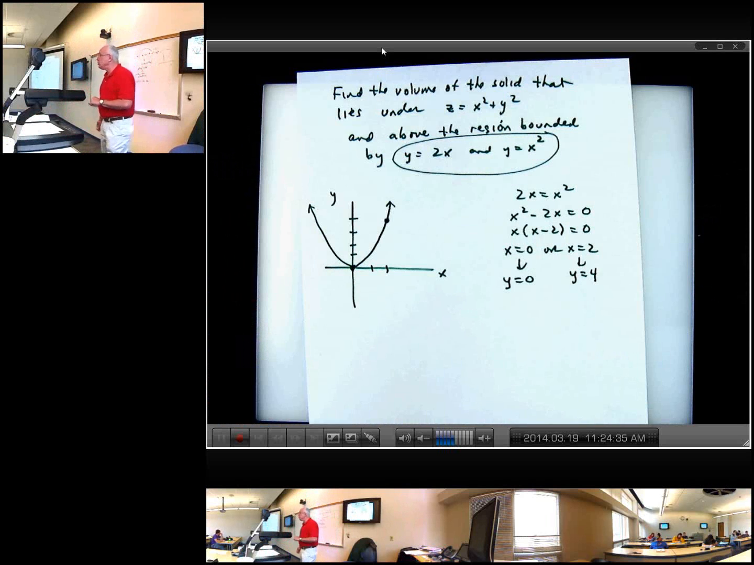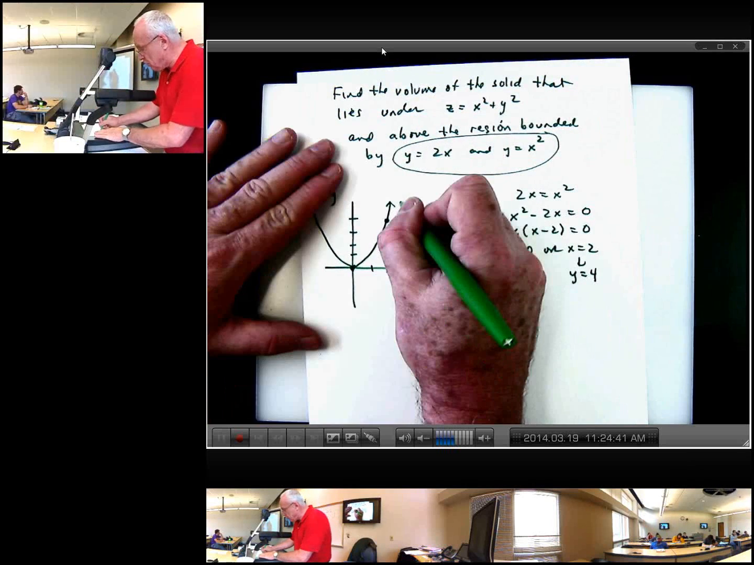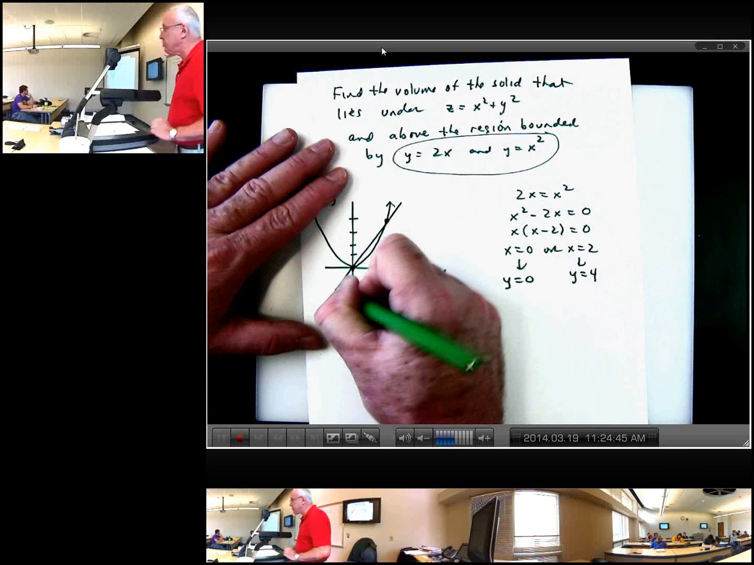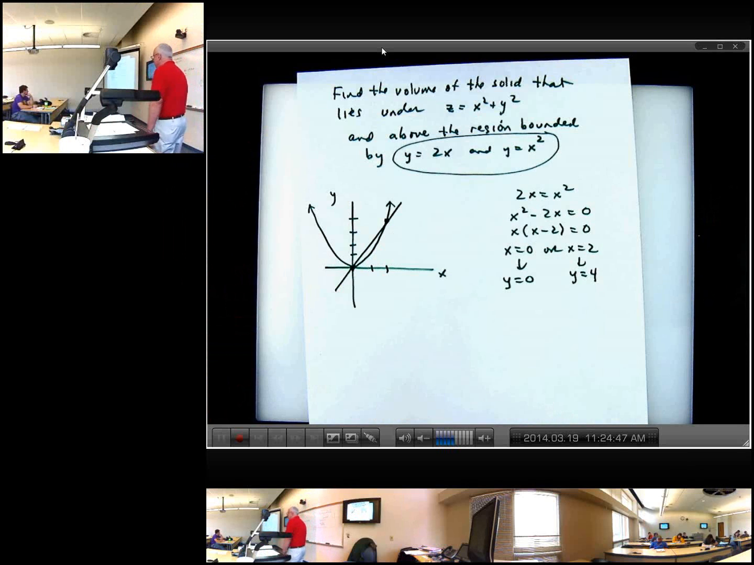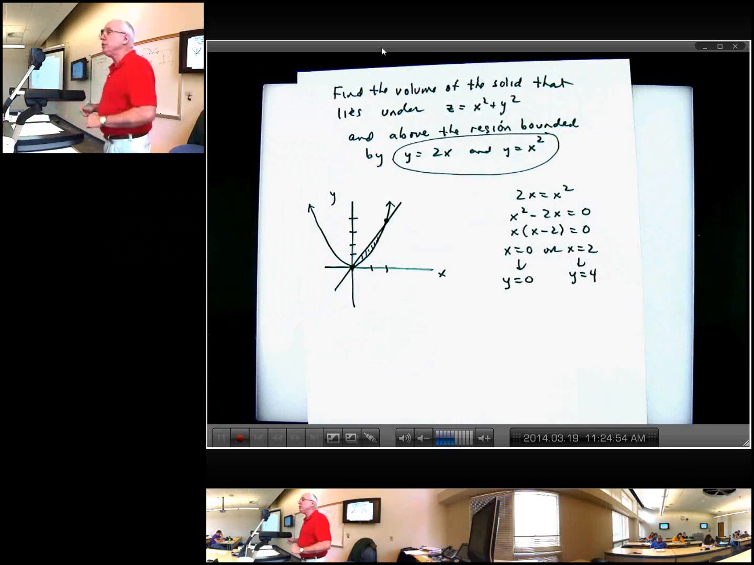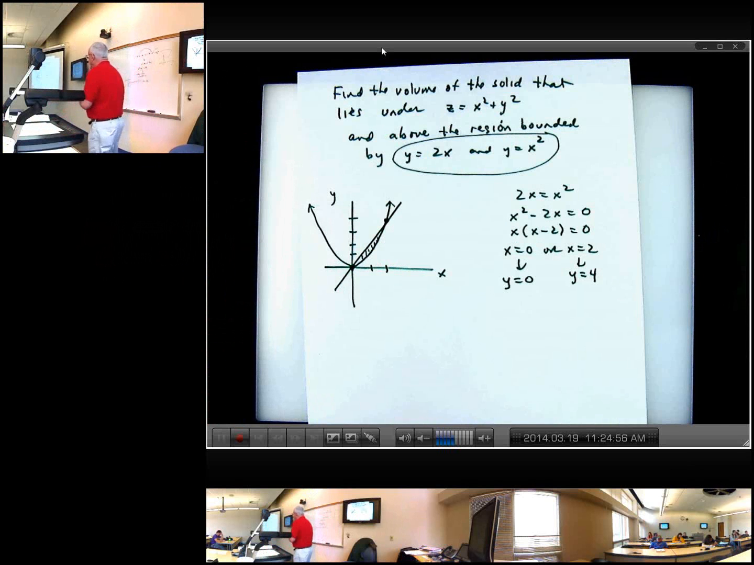And then y equals 2x. That's a straight line going through the origin with a slope of 2. And of course, we already have the 2 points. So we just try our best to connect the 2 points. So, our region then that we're talking about is that region that's trapped right in there.